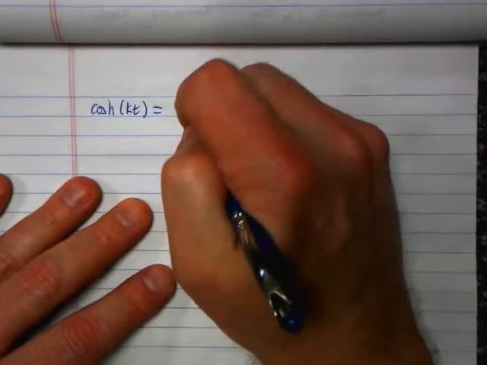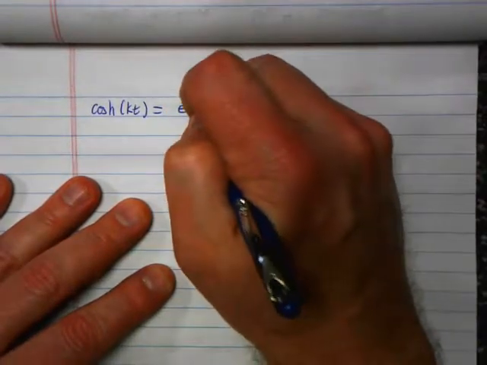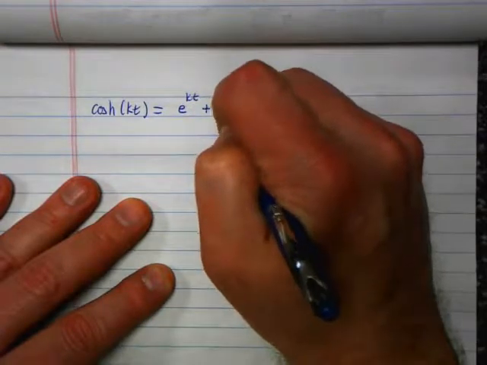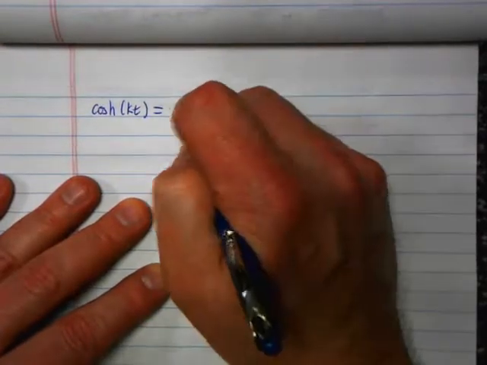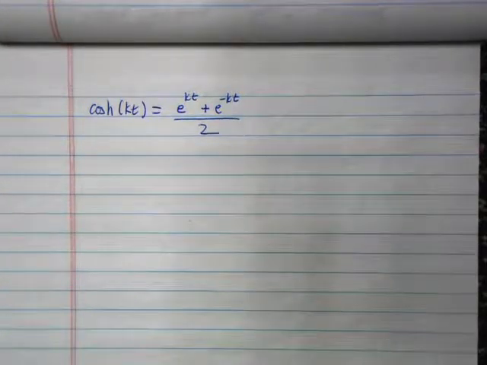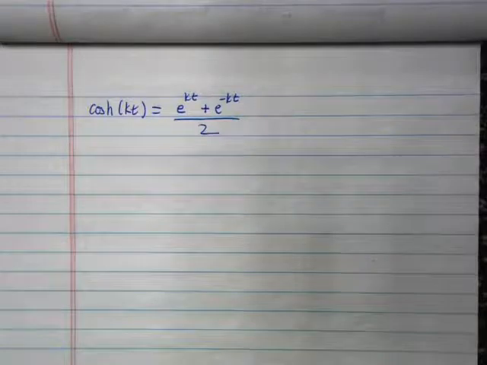There is a table somewhere, but I think what I'm going to do is remember that the hyperbolic cosine of kt is defined as e to the kt plus e to the negative kt over 2. That was our definition of hyperbolic cosine. How does that help?